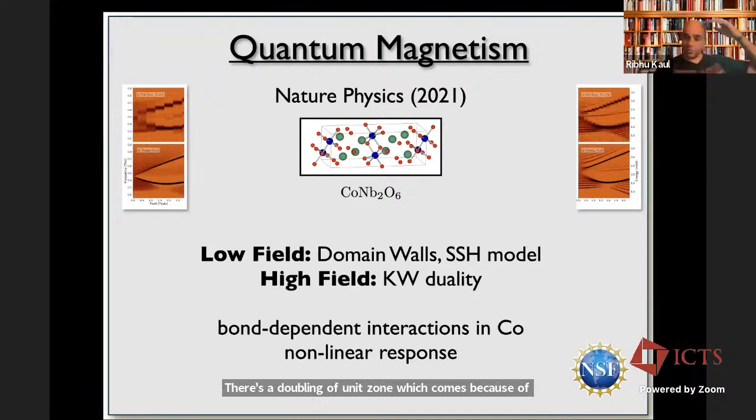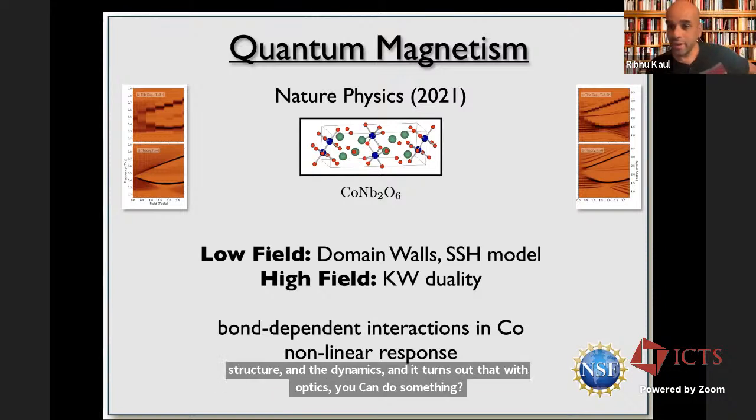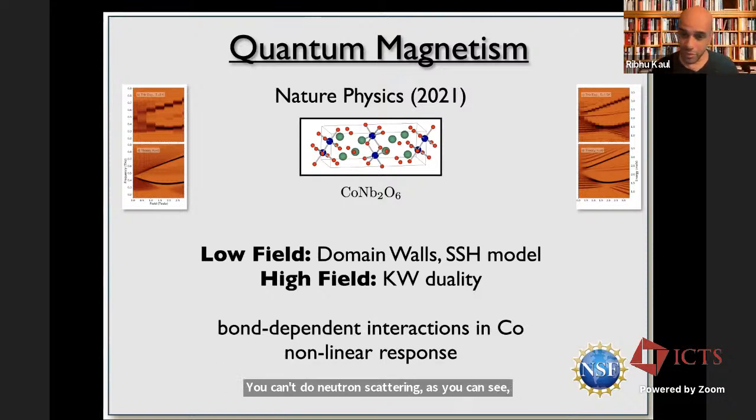And then there are some interesting future things we're working on: there's all this rich domain wall structure and their dynamics. And it turns out that with optics, you can do something we can't do in neutron scattering, which is study nonlinear responses. So there's a lot to study in this material still, even though we understand the linear response pretty well. Okay, thank you so much.